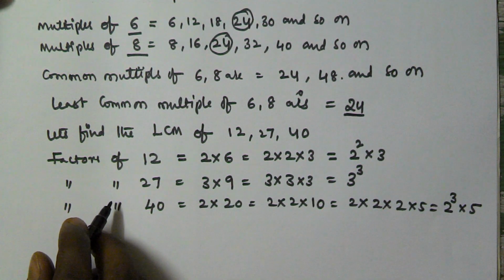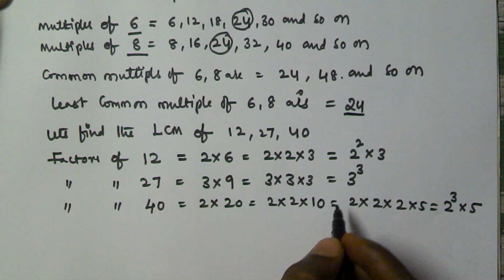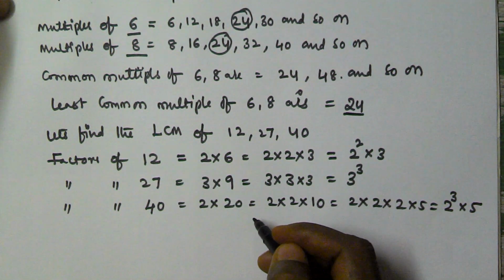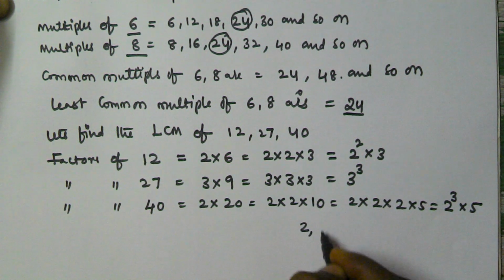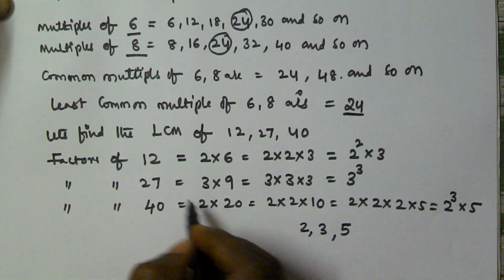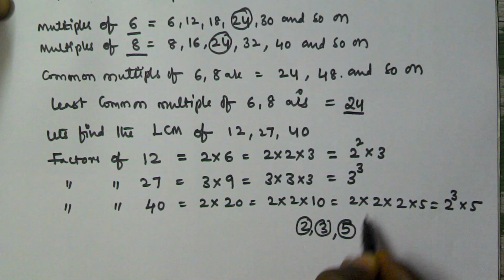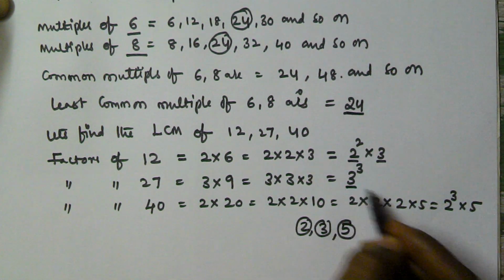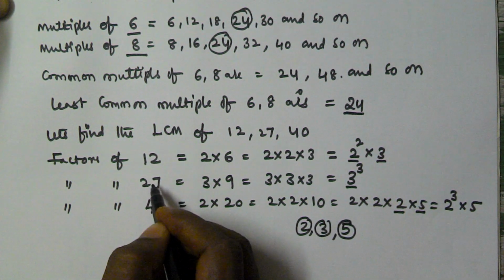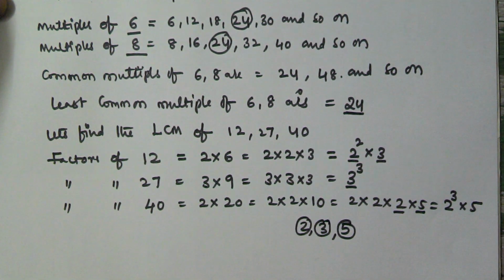So now all the factors of all the numbers are 2, 3 and 5. The factors of 12, 27, 40 contain 2, 3 and 5. So the different factors of 12, 27 and 40 altogether are 2, 3, 5.